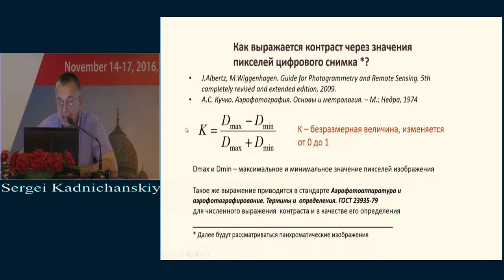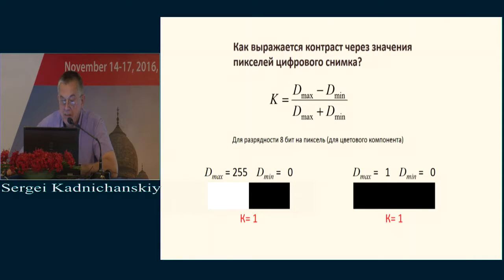In this way, they show the contrast formula, where K is a dimensionless value changing from 0 to 1. In future, I will use such a term as a standardized value from 0 to 1. To make it simpler, we're going to look only at panchromatic images and use them as an example here. Here we have viewed this formula. You can see it once again on this slide.